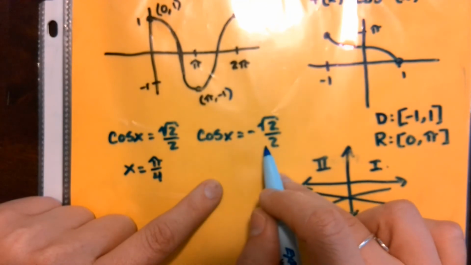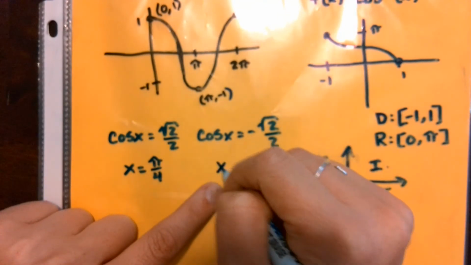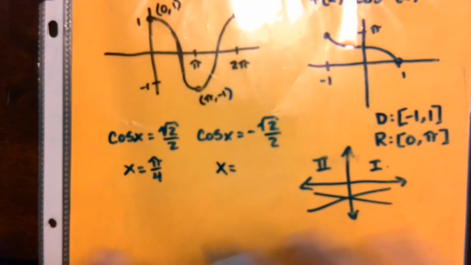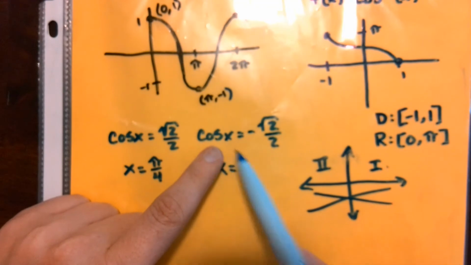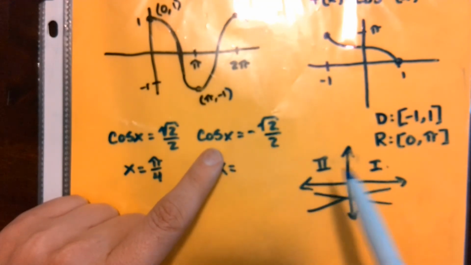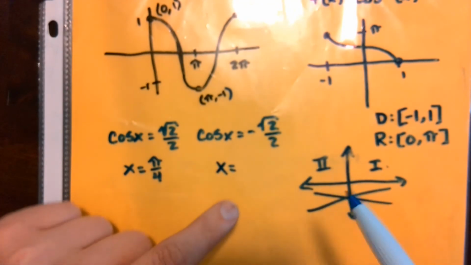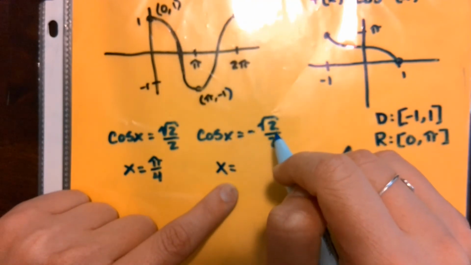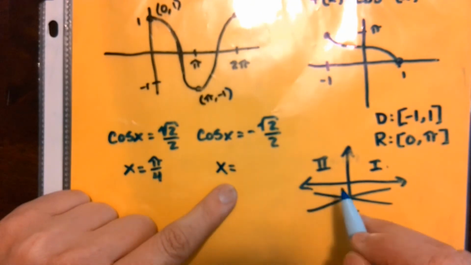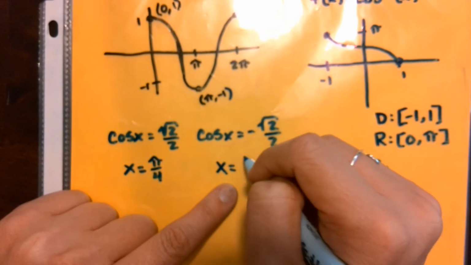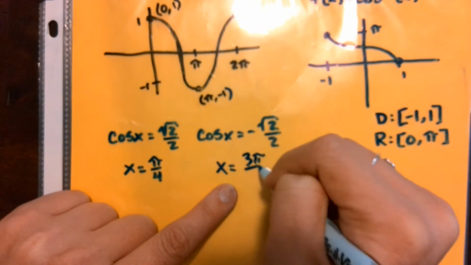For cosine equaling a negative radical 2 over 2, again, they're not giving me that 0 to 2 pi, so I'm not giving both answers, but just solving it with what I've been given. Automatically, since cosine is negative, it's going to be in the second quadrant. And when I'm solving this, I know it has a pi over 4 reference angle, but then I would have to know in the second quadrant it's going to be 3 pi over 4.